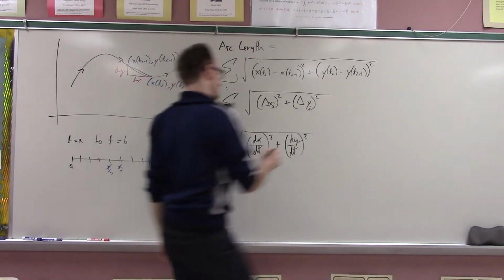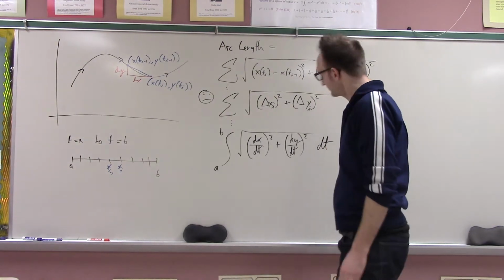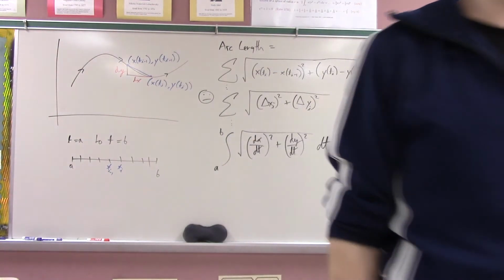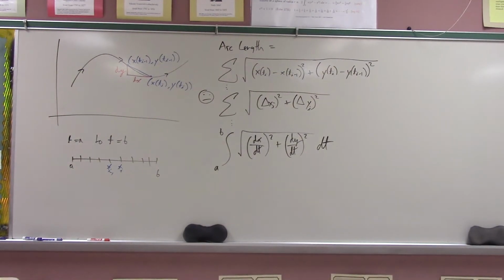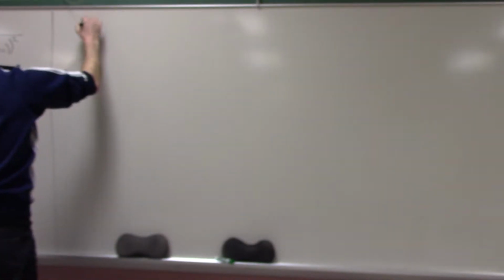And so that's why you get this sort of dt. I think that's pretty good. Let's do a problem. And I think the problem that we should do is the asteroid. And so I will now do that. Okay, so what is the asteroid?